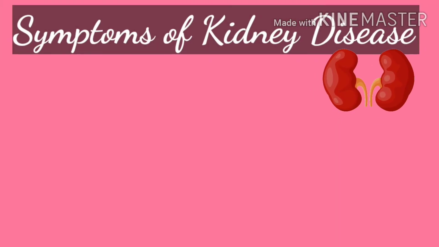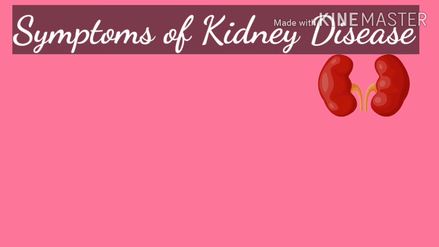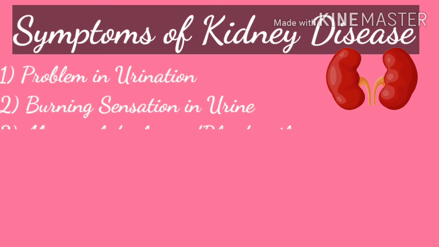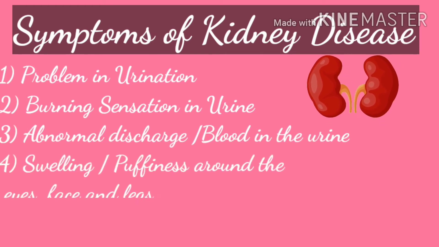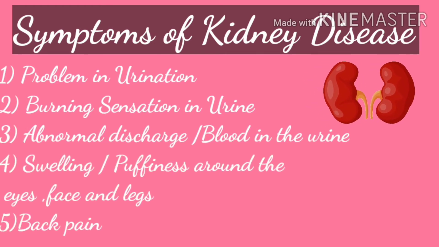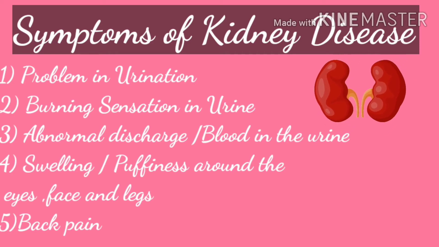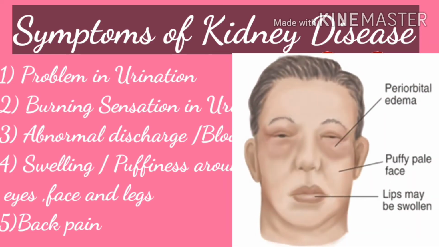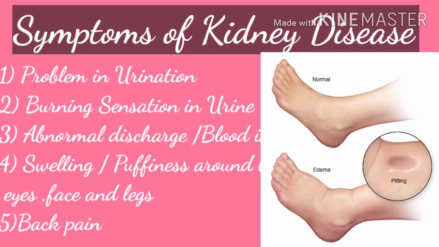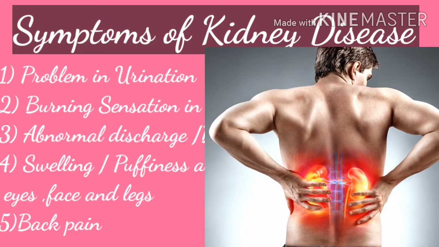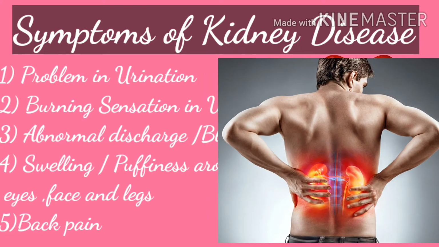Symptoms of kidney disease. In people who have kidney problem, they often see symptoms like problem in urination, burning sensation in urine, abnormal discharge in urine like blood, and swelling or puffiness around the eyes, face, ankles and legs. And patient may also notice some mild back pain in the area where kidneys are located.